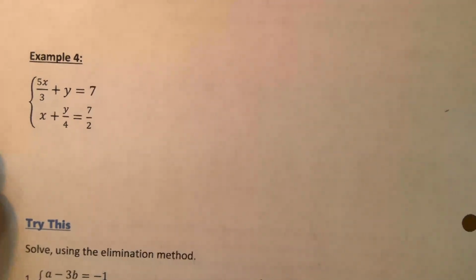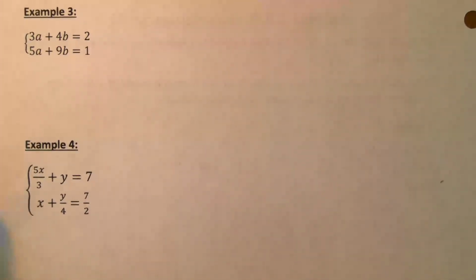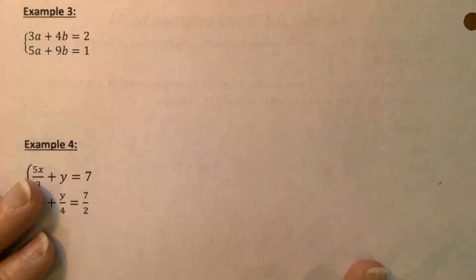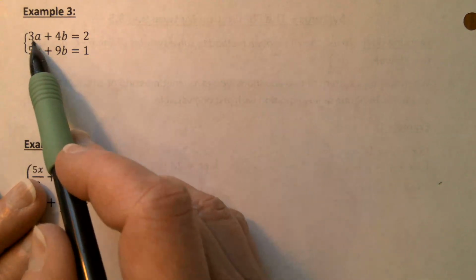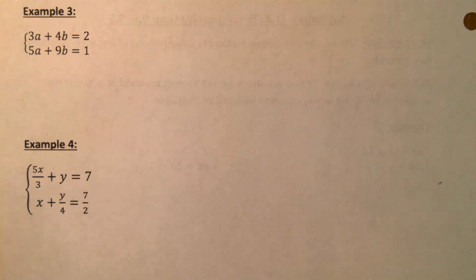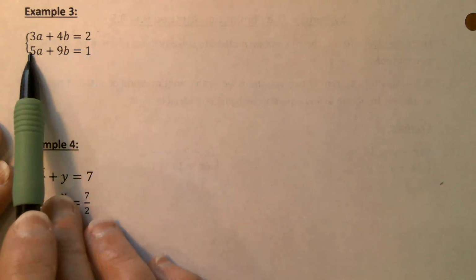So that last example, example 2, we only had to multiply one equation. So let's look at this. Here's a situation where we're going to have to multiply both equations. 3 is not a factor of 5, 4 is not a factor of 9. So we can look at this and we say, well, I could multiply this equation by 5 and this equation by 3. That would give us 15a for both of these.